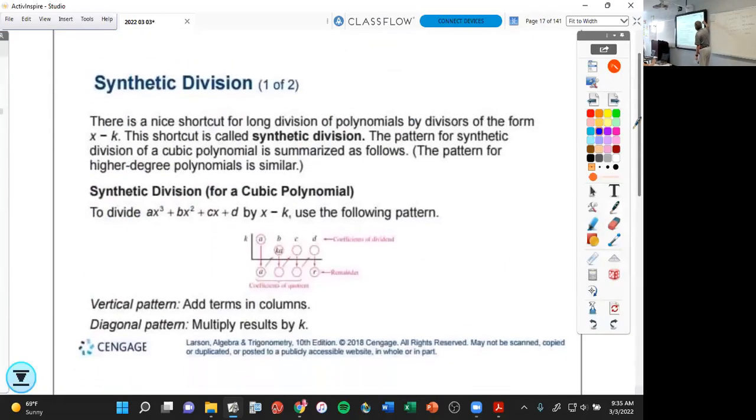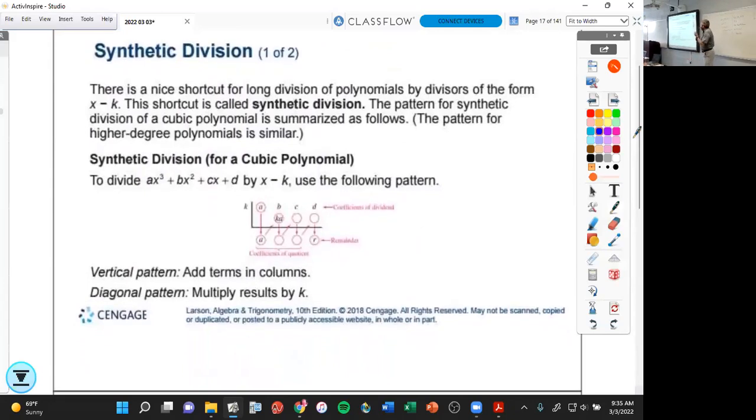Synthetic division. This is a little shortcut for long division. However, like I said, you must be dividing by x minus k. You must be dividing by a line, and it's best practice when your coefficient is a 1. So if I was dividing by a line like 3x minus 7, can I use synthetic division? Yes. It's ugly. If I was dividing by 3x minus 7, personally, I'm going to use long division. I'm only going to use synthetic division if I'm dividing by x minus k.